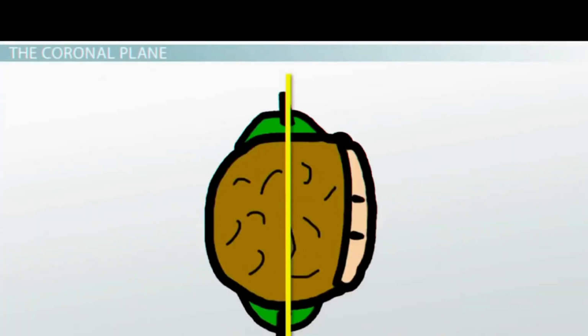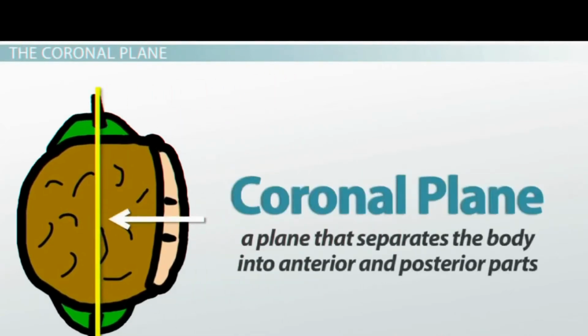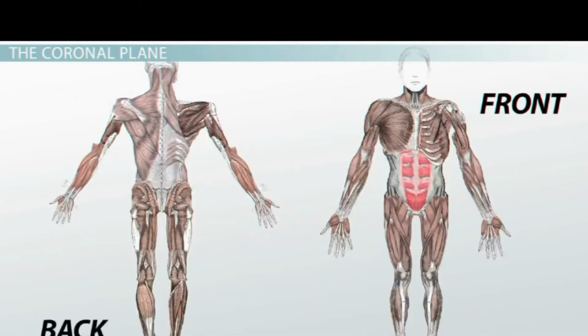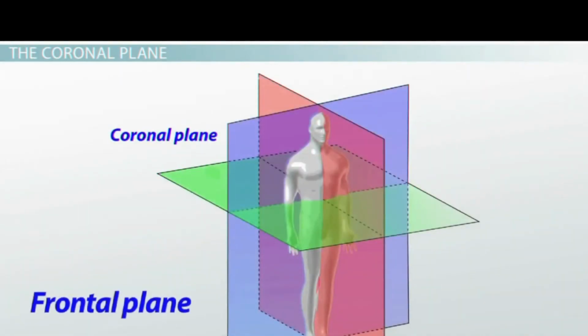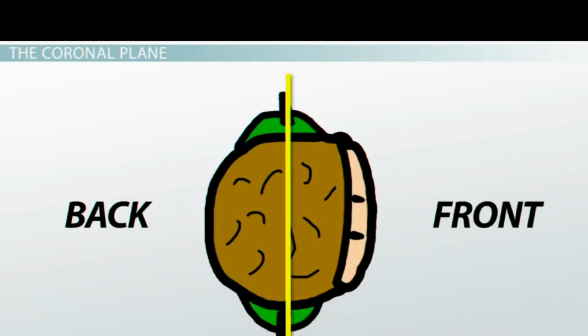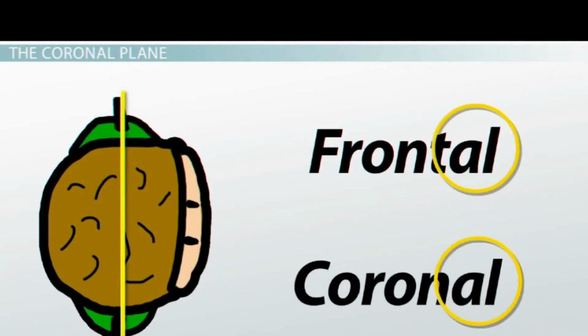Another totally different type of cut or plane we can achieve with the body is known as the coronal plane. This is a plane that separates the body into anterior and posterior parts. In essence, this plane intersects the median plane at a 90-degree angle and therefore splits the body into front and back halves. This type of division is why the coronal plane is sometimes referred to as the frontal plane. Hence, it's easy to remember that the frontal plane divides the body into front and therefore back parts. Also, the word frontal shares the same two last letters as the word coronal. Hence, you'll always know they're one and the same.